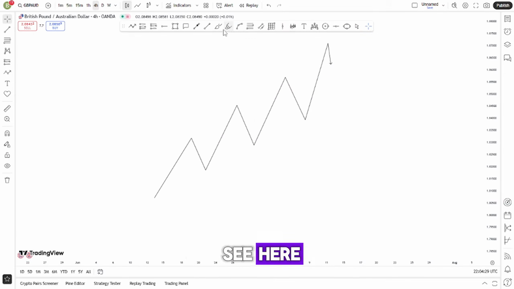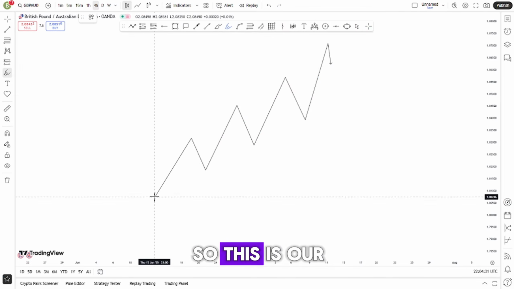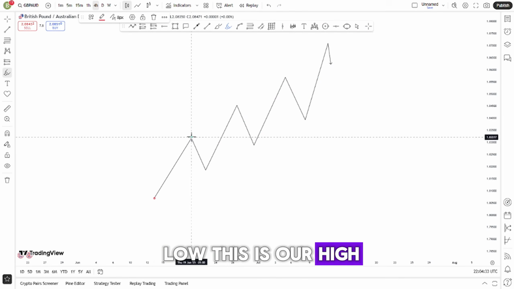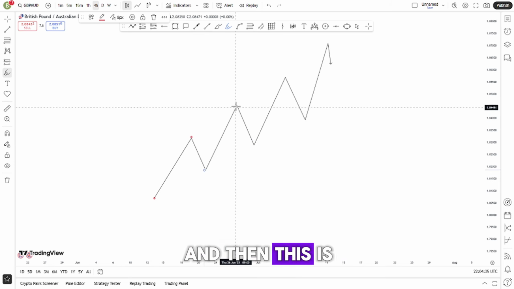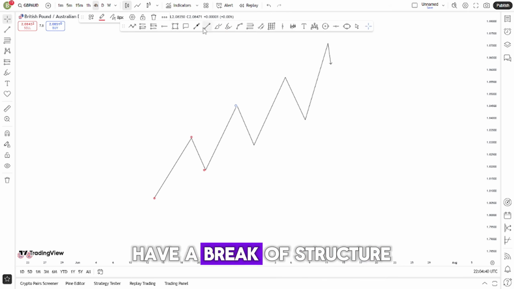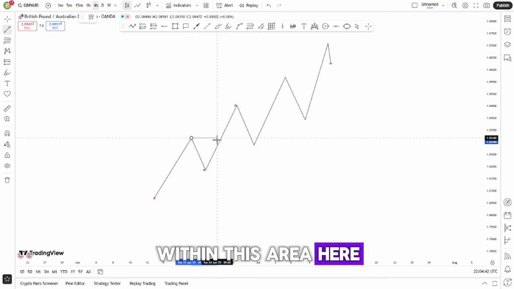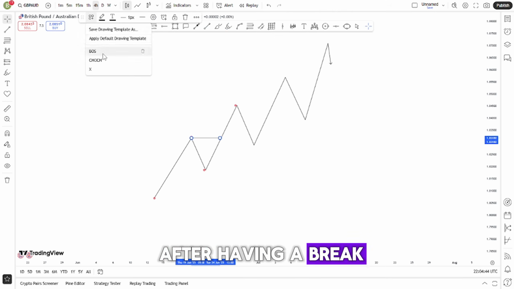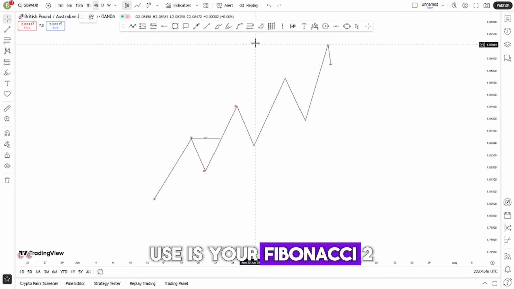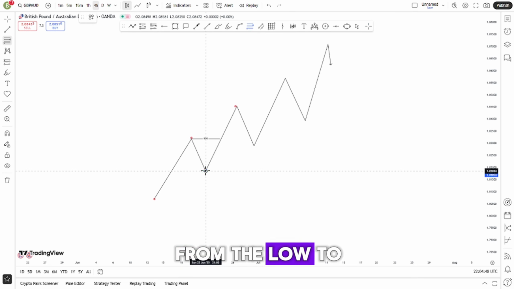So as you can see here, the market was pushing to the upside. So this is our low, this is our high, this is our higher low, and then this is your higher high. Whenever you have your higher high, it means that we have a break of structure within this area here, just like that. Then after having a break of structure, what you need to use is your Fibonacci tool from the low to the high.